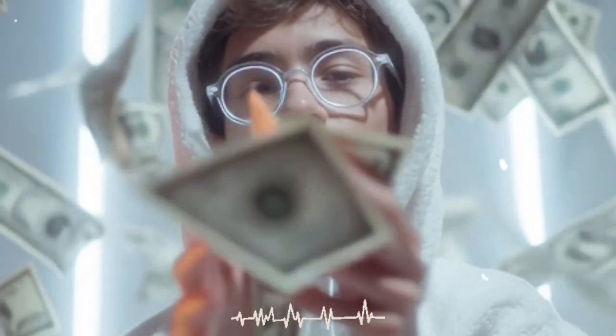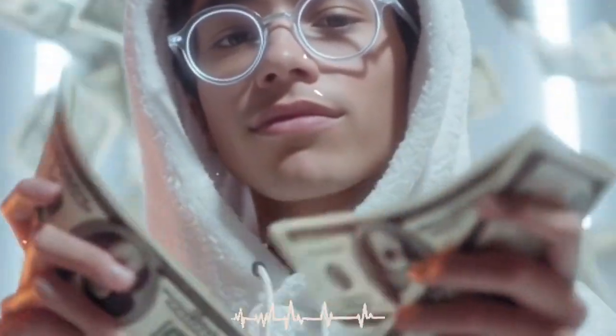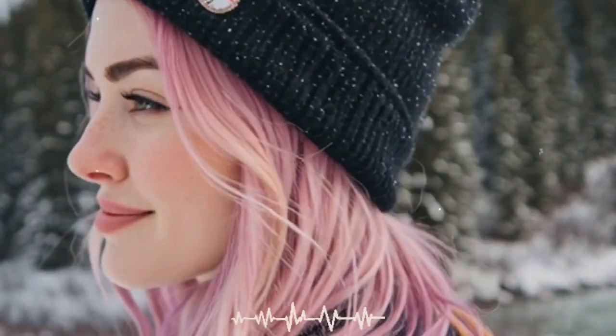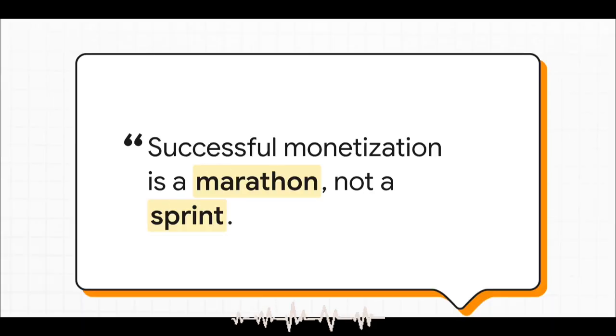And this brings us to the real takeaway here. Think of AdSense as the foundation of your house. It's essential, it provides stability, but it's not the whole structure. The real money and the long-term security comes from building on top of that foundation by diversifying your income. You have to shift your mindset from chasing views to building a business. You know, I think this quote from the source material just sums it up perfectly. Building a sustainable career as a creator isn't about one viral video or a good month of AdSense. It's a long-term strategy. It's about building a brand and creating multiple streams of income over time.